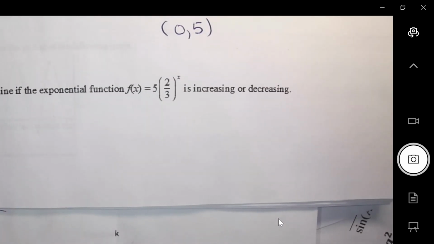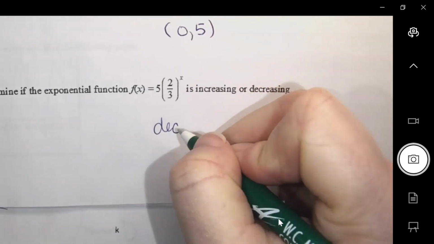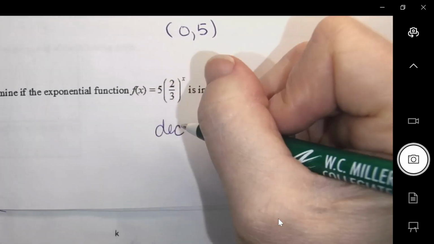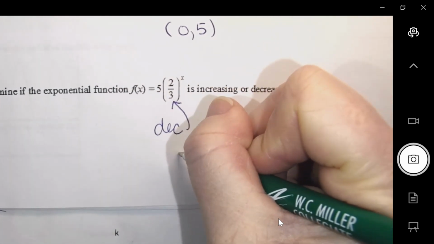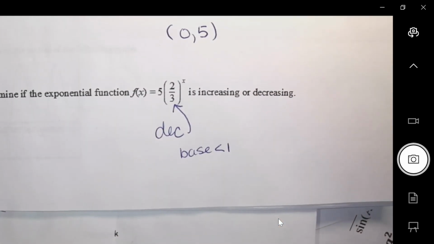Increasing or decreasing and why? What do you think? Did you think decreasing? And the reason? The base is less than 1. So if my population is 2/3 of what it is tomorrow, it's going down.